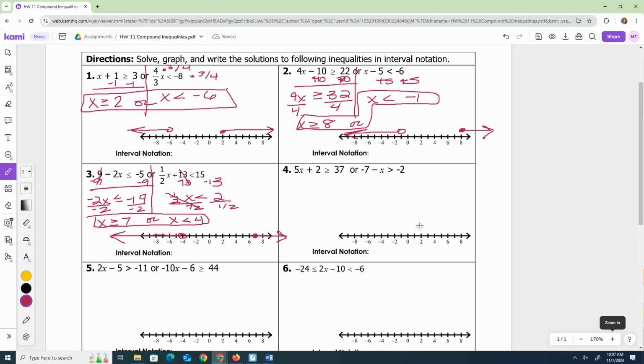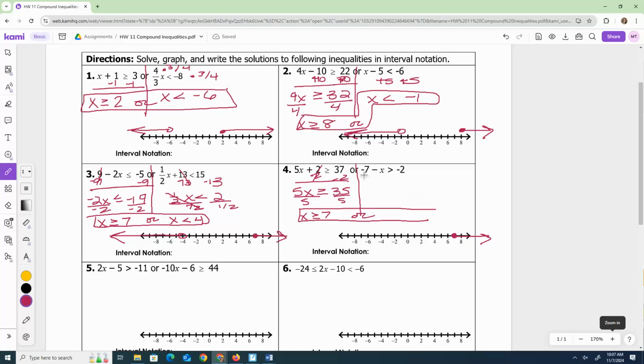Number 4. Minus 2. So we get 5x is greater than or equal to 35. Then we divide by 5. x is greater than or equal to 7. Open or closed at the 7? Closed. Going to the right. Yeah, right, x is greater than this. Okay. What about the other one?